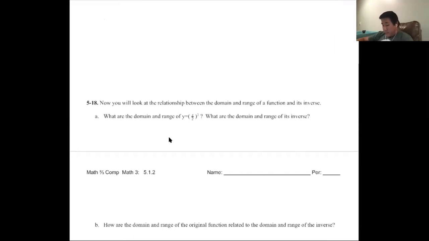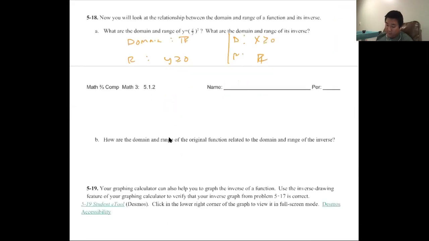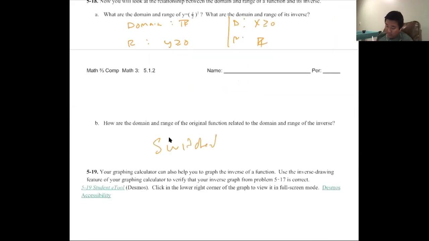Now I look at the ratio between the domain and range of the function's inverse. What are the domain and range of this? So the domain is all real numbers, and the range is y greater than or equal to 0. What's the domain and range of the inverse? x is greater than or equal to 0, and then all real numbers. Notice how the domain and range of the function are switched, but the variables go with it.